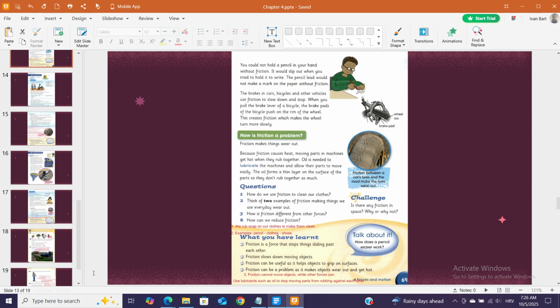Friction can be useful as it helps objects to grip on surfaces. Friction can be a problem as it makes objects wear out and get hot. Friction cannot move objects, while other forces can. Use lubricants such as oil to stop moving parts from rubbing against each other.